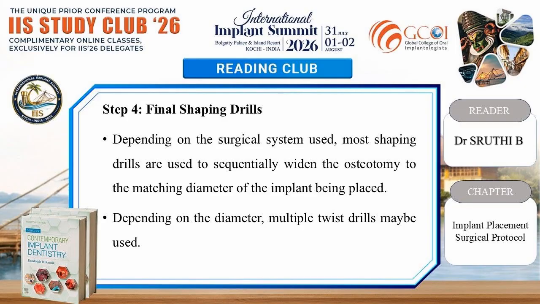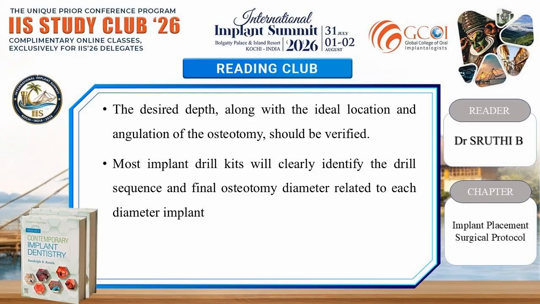Step 4. Final shaping drills. Depending on the surgical system used, most shaping drills are used to sequentially widen the osteotomy to the matching diameter of the implant being placed. Depending on the diameter, multiple twist drills may be used. The desired depth along with the ideal location and angulation of the osteotomy should be verified.